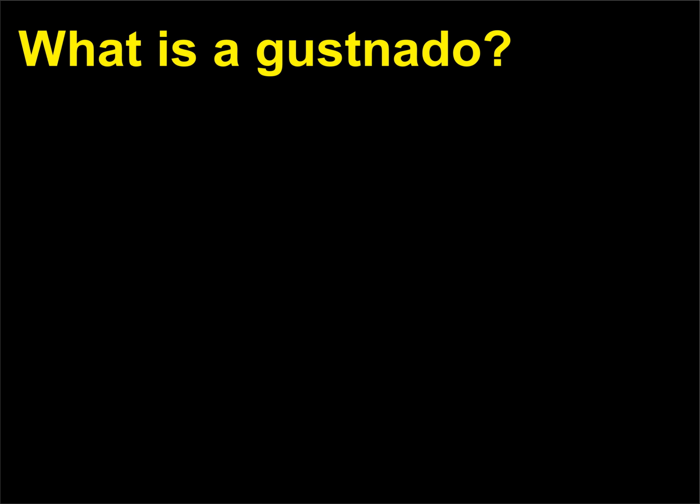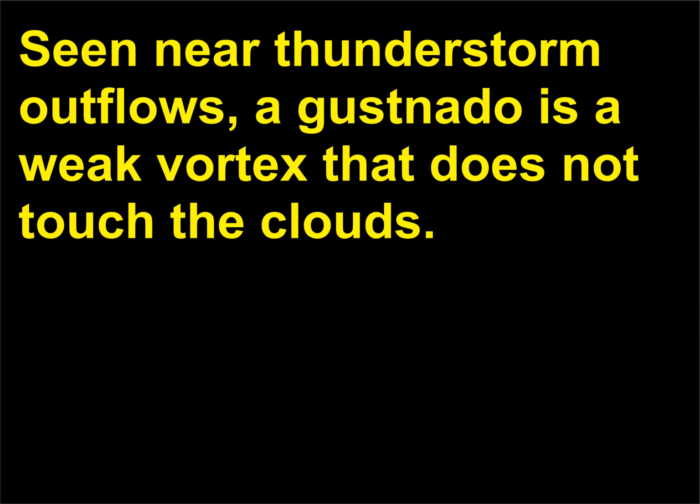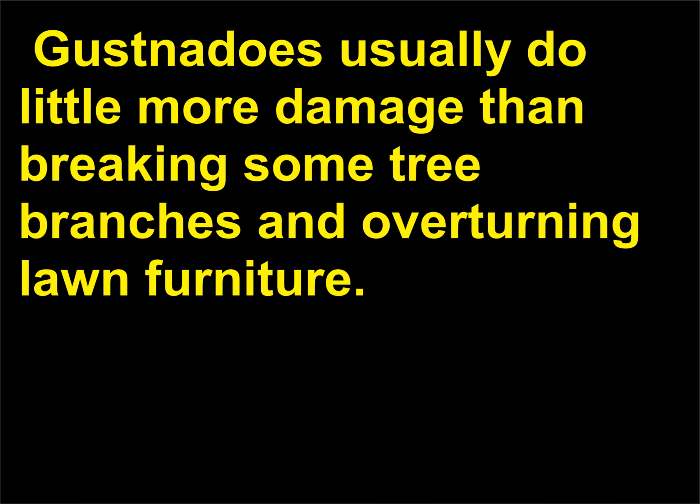What is a gustnado? Seen near thunderstorm outflows, a gustnado is a weak vortex that does not touch the clouds. Gustnadoes usually do little more damage than breaking some tree branches and overturning lawn furniture.